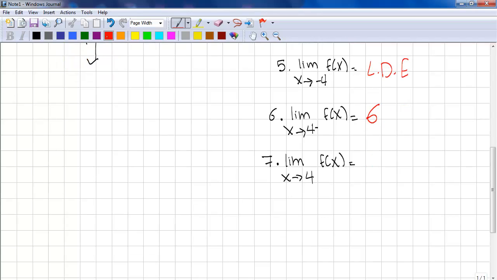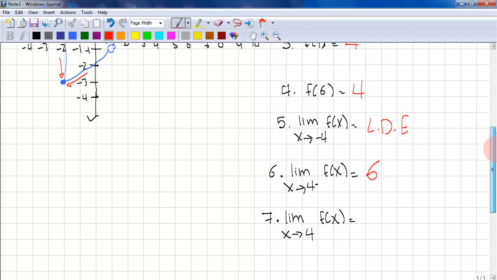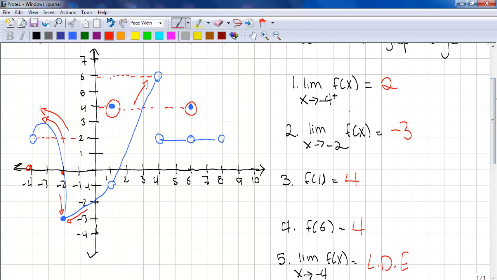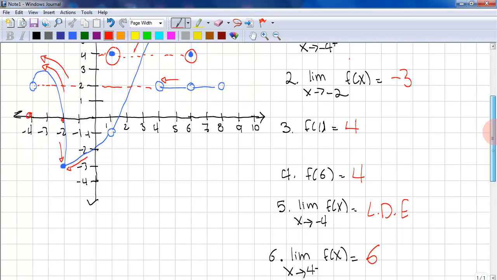All right, so now we're on the last question. As the limit of x approaches 4, what would f(x) be? So first, we look at the last question that we did, and we saw that f(x) would be 6. That is from the left-hand side. Now from the right-hand side, which we're moving this way, we see that f(x) will equal 2.